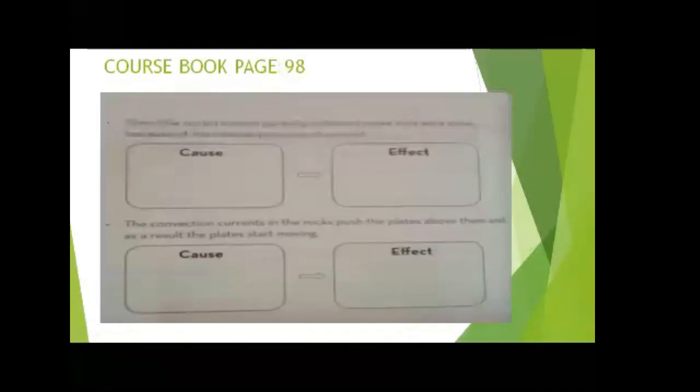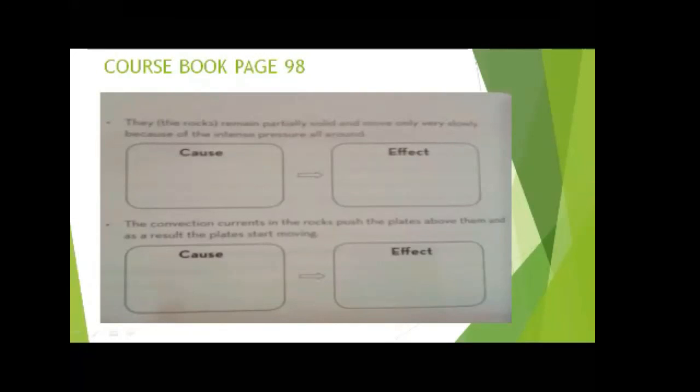So we'll move to the next question. The rocks remain partially solid and move only very slowly because of the intense pressure all around. So the rocks remain partially solid and move only very slowly. Why? Because the intense pressure is all around. Yes. So intense pressure all around is the cause, and the rocks remain partially solid, move only very slowly is the effect.